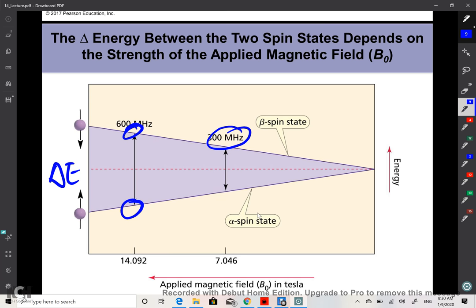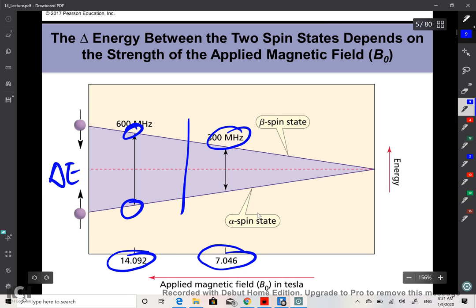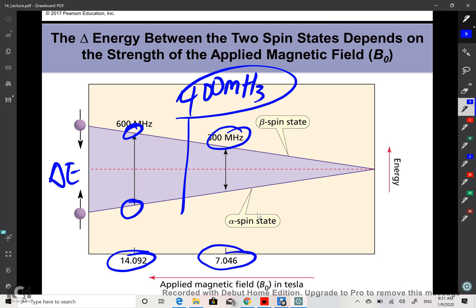I was talking about the magnet, but I was circling frequency. This is the magnet here, the magnetic field. So we have a magnetic field of 7 and a magnetic field of 14 Tesla, which is a unit for magnetic field. So the separation between the alpha and the beta state is a function of the strength of your magnet. Here at Hampton University, we have a 400 megahertz instrument. That's what we have here on campus, which is really nice.